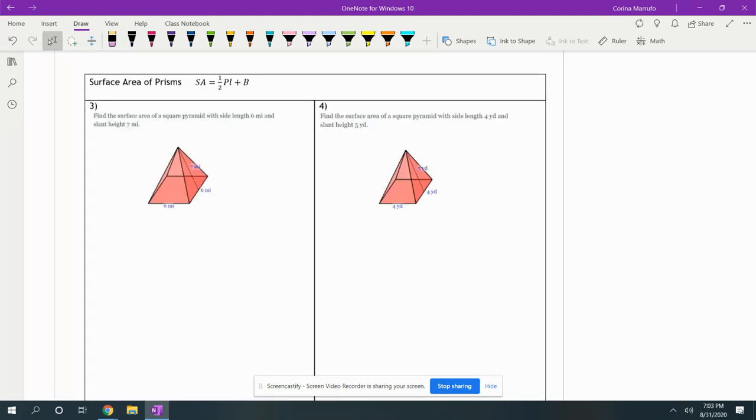So surface area of prism. It's not supposed to say prisms. It's supposed to say pyramids. Sorry. Okay, so this one's a little bit different. It has 1/2. Now we still have P here. So P stands for pyramid. Okay, and then big B still.